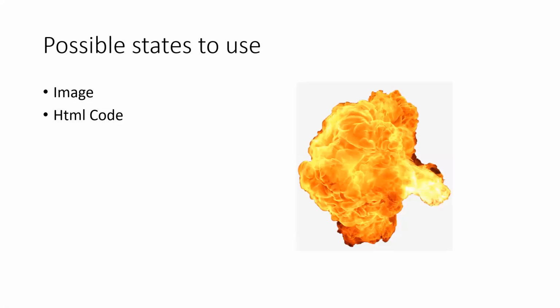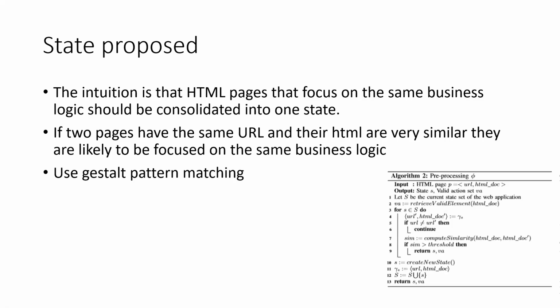Yeah, the explosion problem. So instead of using an image or HTML code, they propose using this as a state. The intuition is that HTML pages that focus on the same business logic should be consolidated into one state. If two pages have the same URL and their HTML is very similar, they're likely to be focused on the same business logic. They use this G-stop pattern matching, which they don't really talk about; it's based on other people's work, so let's not talk about that. That's not important. Basically, it's just how similar the HTML is.